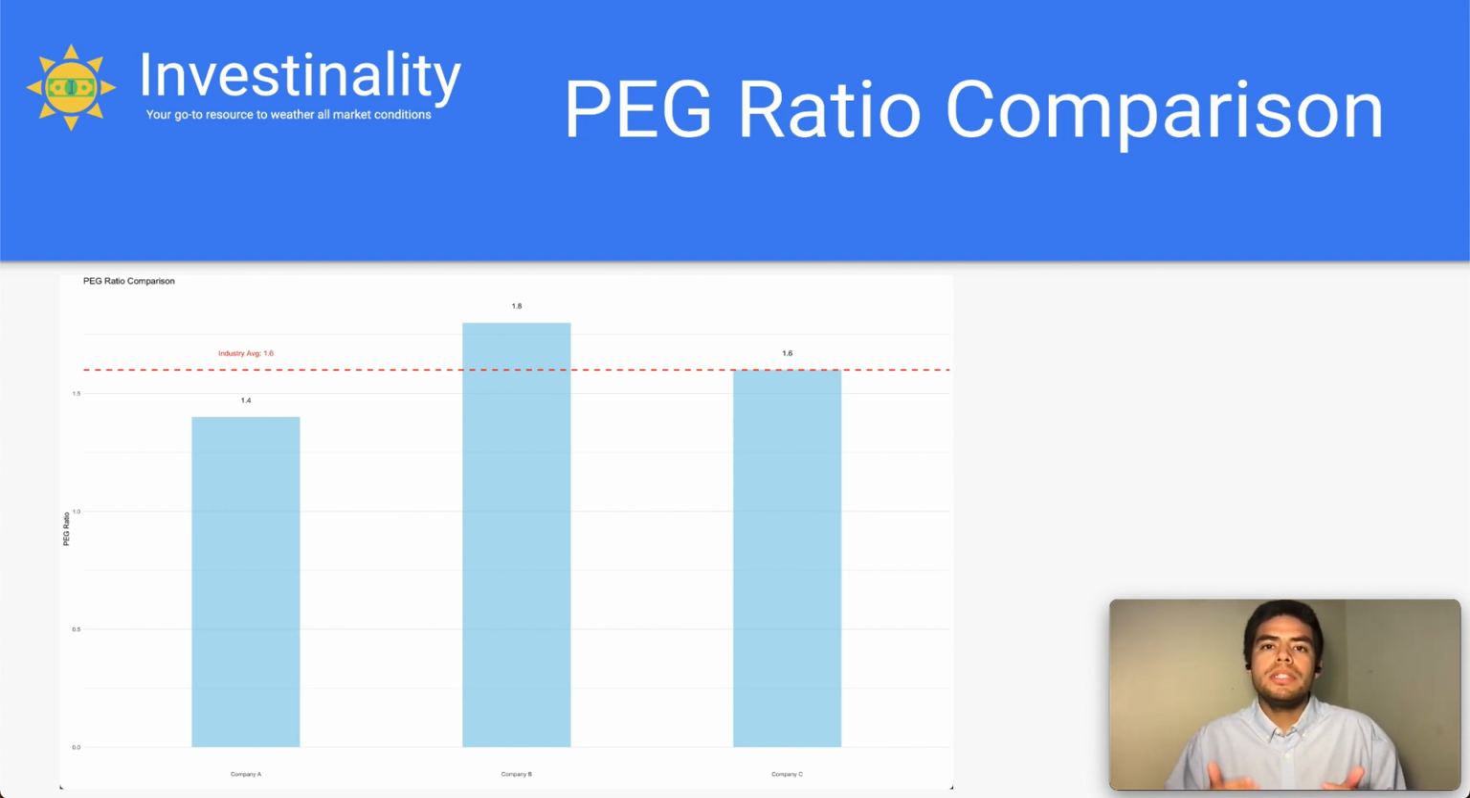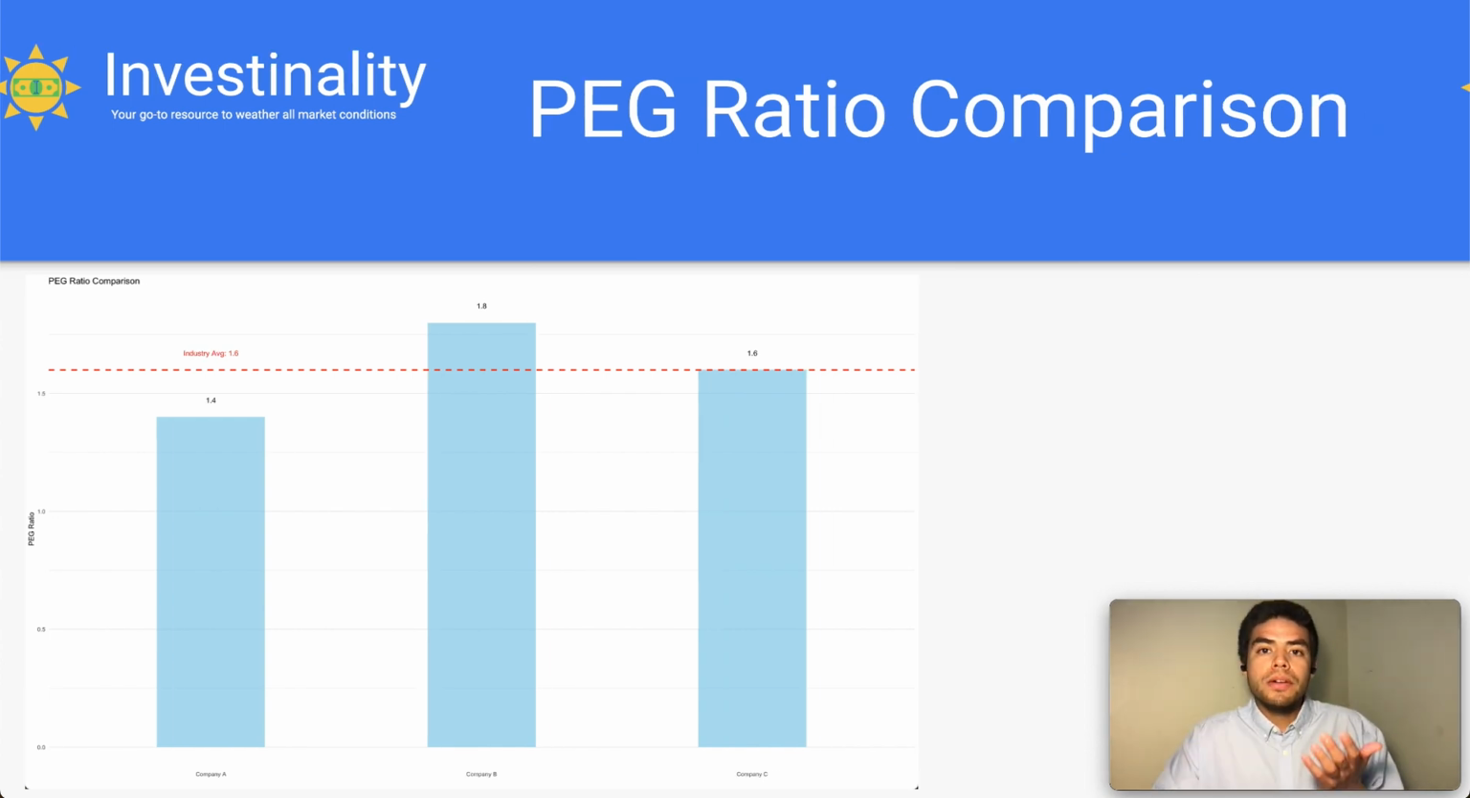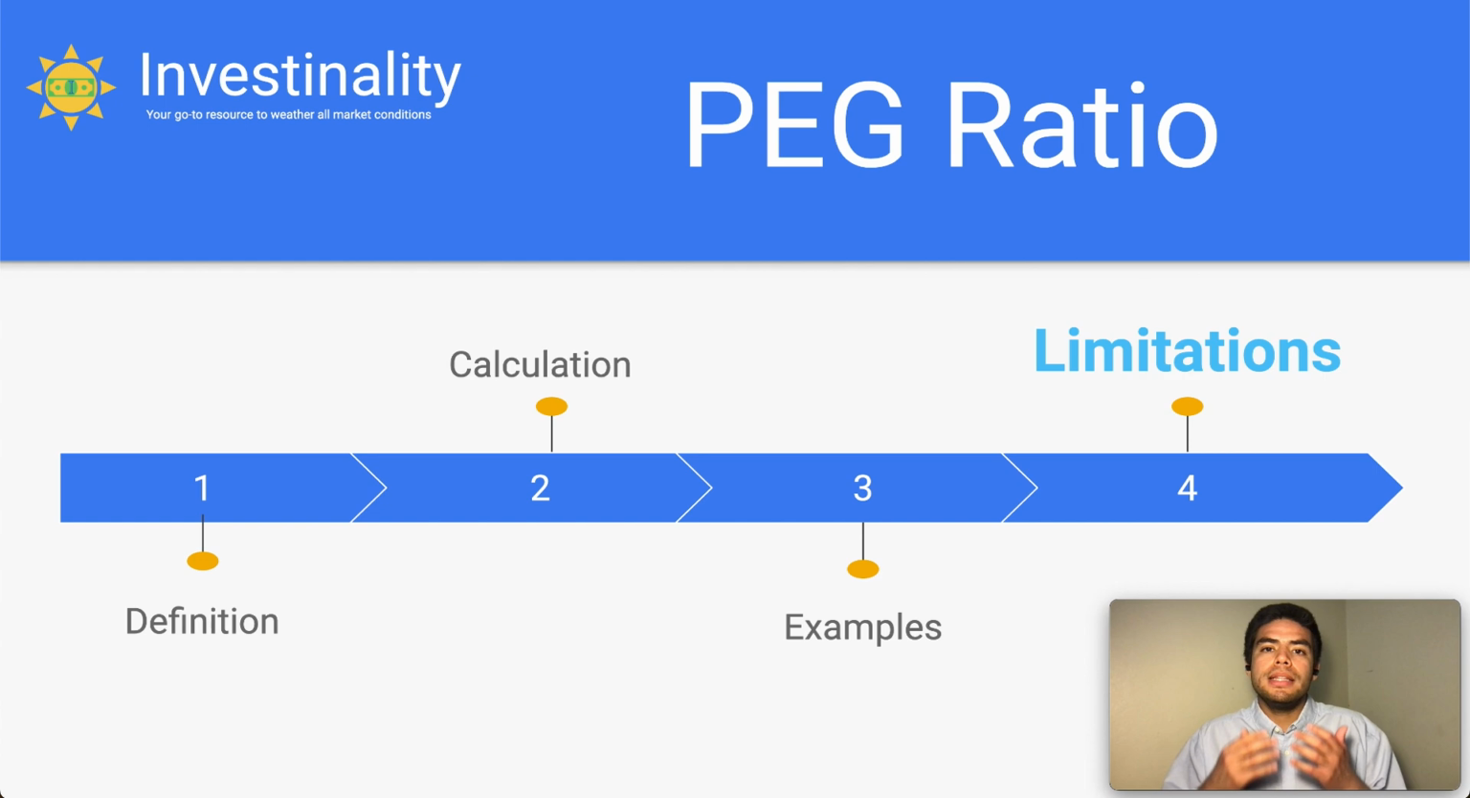Although it seems like all of these PEG ratios are overvalued given they're above 1, we can note that the industry average is actually 1.6, meaning that Company A can be said to be undervalued with respect to the industry average. Company B can be said to be overvalued with respect to the industry average, and Company C can be said to be at the market average. So this is just a reminder to compare apples to apples rather than apples to oranges when analyzing the PEG ratio. Great, now let's walk through the final step, which is the limitations the PEG ratio has.